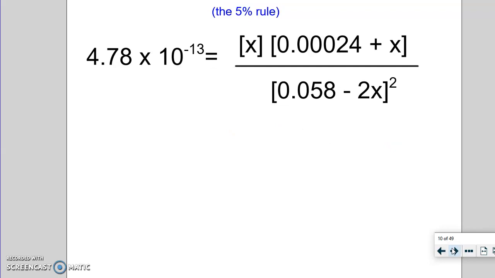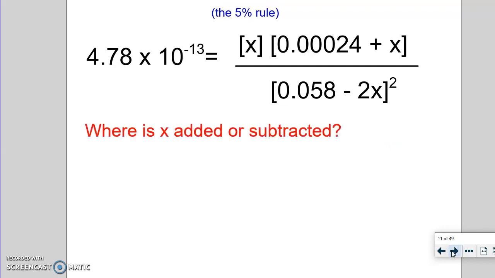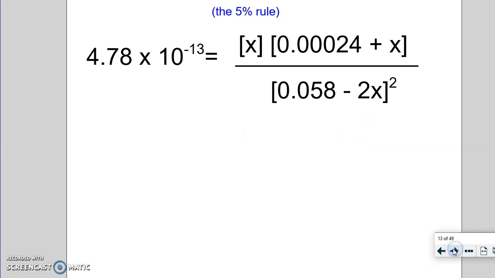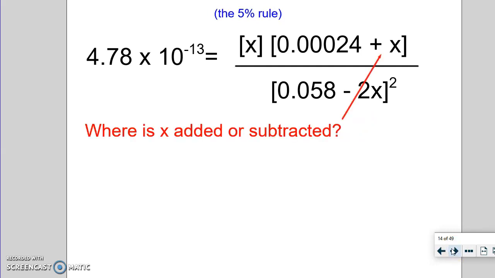So what does that look like? If we look at our original expression, we're going to look for places where x has been added or subtracted in the formula. The first thing we see, down here in the denominator, is minus 2x. That's a case of x being subtracted, so that is a place we need to look at. Where else? Up at the top, in the numerator, we have 0.00024 plus x, so x is being added there. And then the third thing we see is an x out in front.